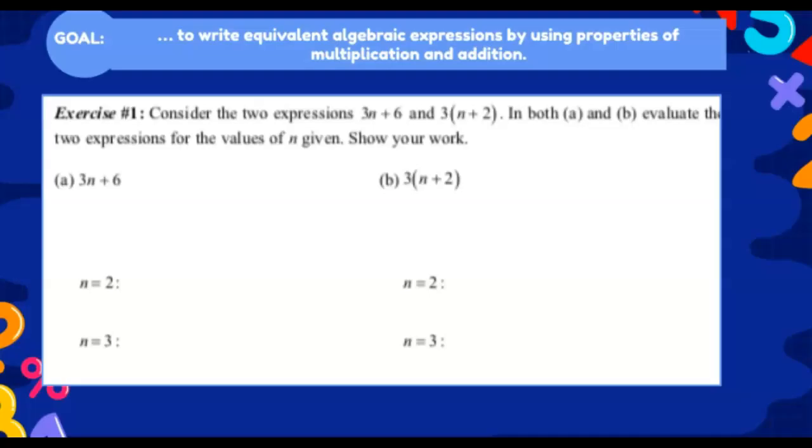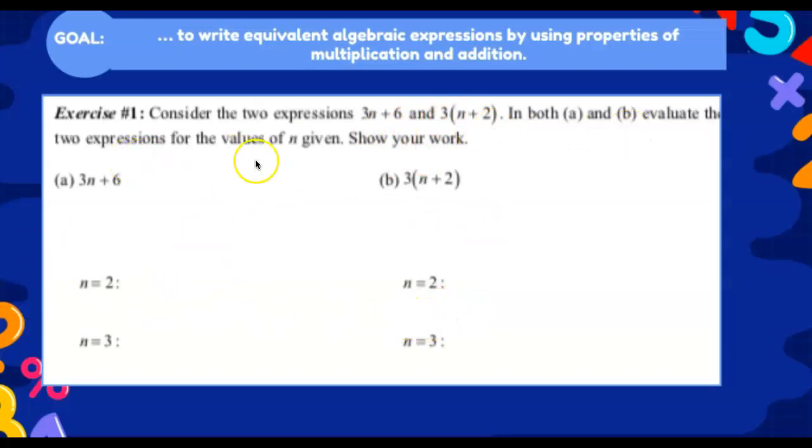So here we're gonna review. You have to pay attention because I'm reviewing everything that we shared yesterday fast, but I'm making it slow today. It says consider 2 expressions: 3n plus 6 and 3 parentheses n plus 2. I deleted some of it.